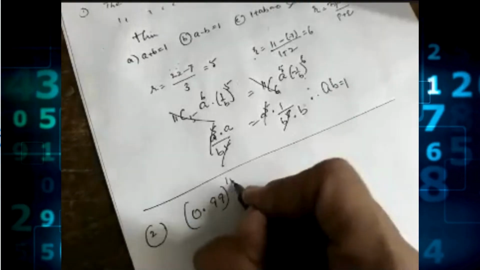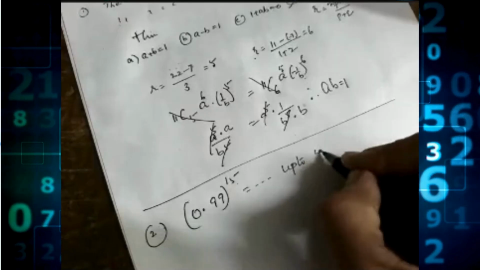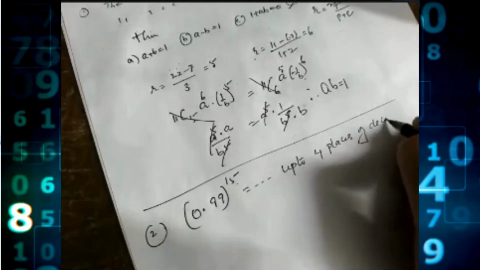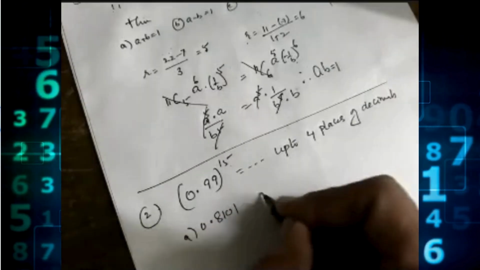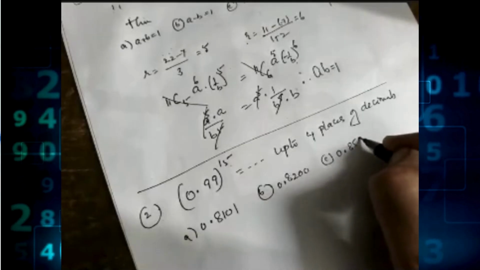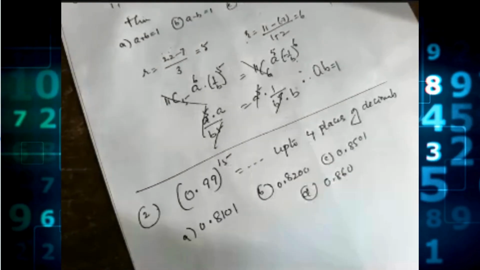The approximate value of (0.99)^15 up to 4 places of decimals is, up to 4 places of decimals, first option 0.8101. Second option, 0.8200. Third option, 0.8501. And fourth option, 0.8600. This is the question.